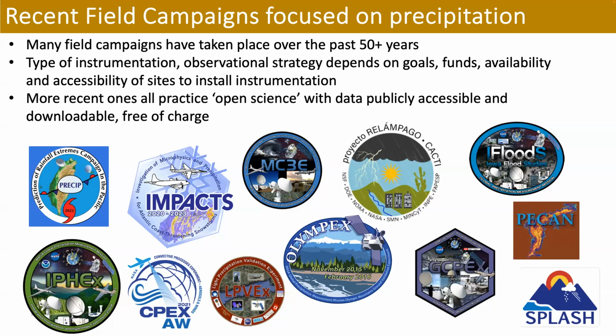So there's been a lot of field campaigns over the years. I couldn't possibly list them all. The types of instrumentation, the observational strategies, etc., all really depend on the goals of that particular field campaign, how much funding they have, and the accessibility and availability of sites. Luckily, most of the recent ones practice open science, where all the data are publicly accessible and downloadable, free of charge.